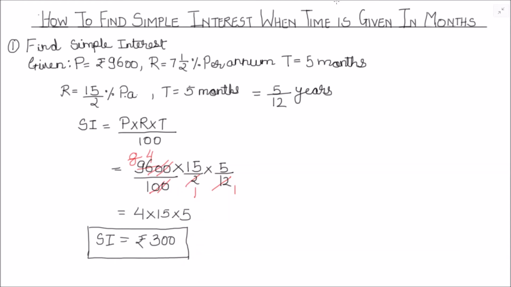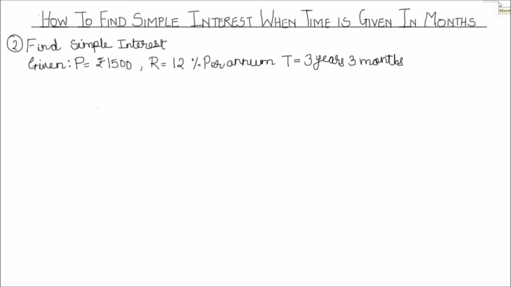So let us solve one more example where we have been given time in months. So this is our second example for finding the simple interest when the time period is given in months. Here we have to find the simple interest when the principal amount is rupees 1500, rate of interest is 12% per annum and time is 3 years 3 months.